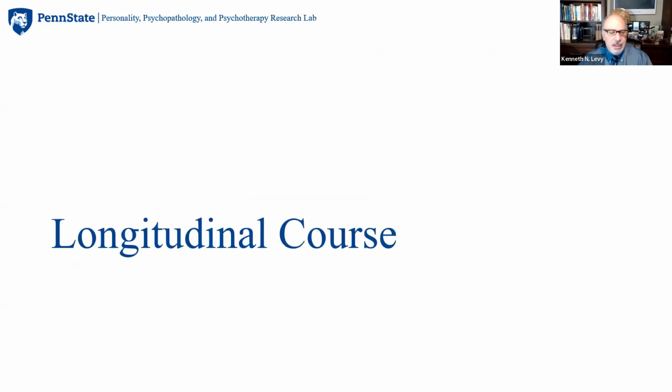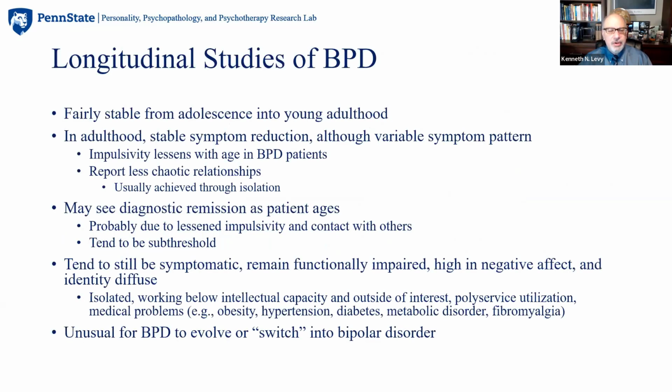I'm going to say a little bit about longitudinal course, but I'm going to go through this material a little bit more quickly than I normally would, just so I have time to get to the treatment data. The long and short of it is that it turns out that borderline personality disorder is fairly stable. There is some evidence that the diagnosis itself may come and go over time, which is somewhat concerning, but the levels of functioning actually remain about the same.